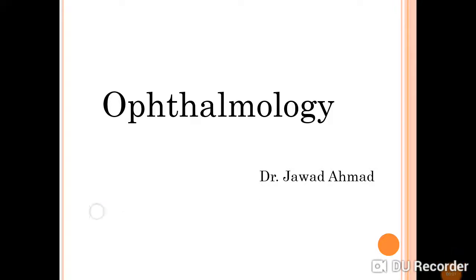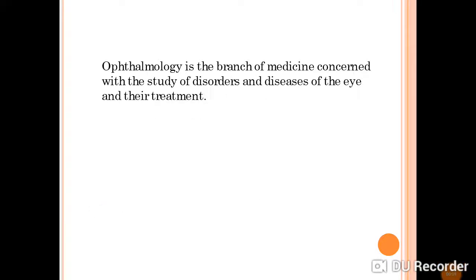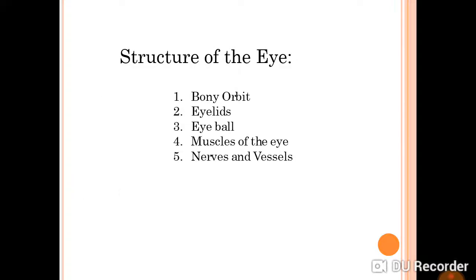So what exactly is ophthalmology? Ophthalmology is a branch of medicine that is concerned with the study of the disorders and the diseases of the eyes and their treatment, of course. So we will be studying here the eye, its various disorders, diseases, and then we will finally find the remedies for those diseases. Now, before going exactly to the diseases and disorders, first we have to learn the basic anatomy of the eye.